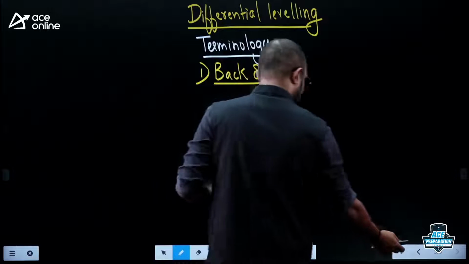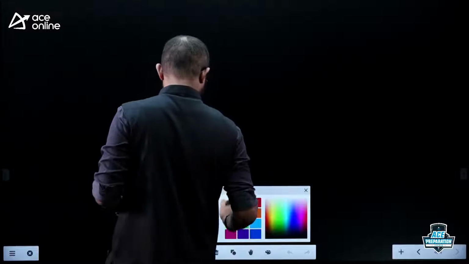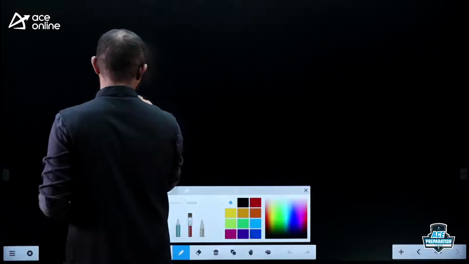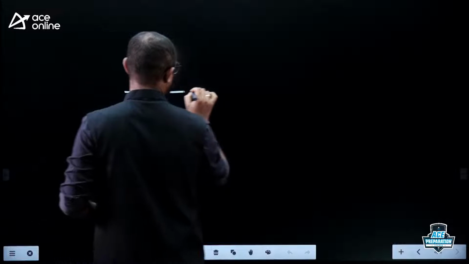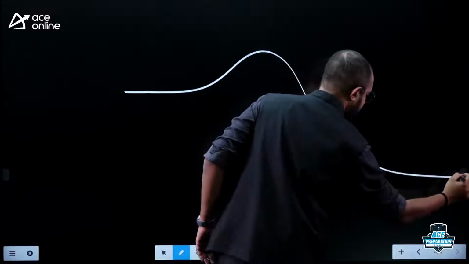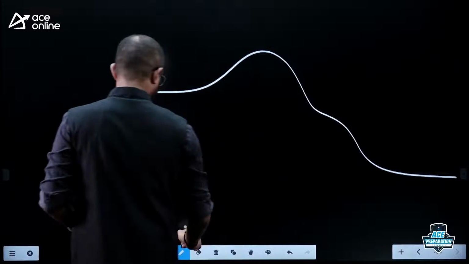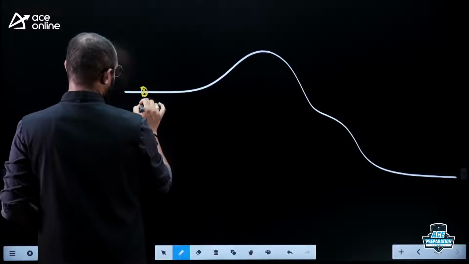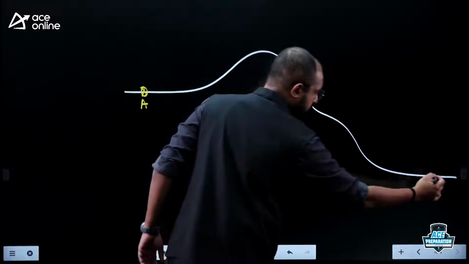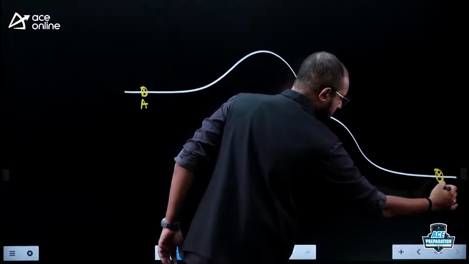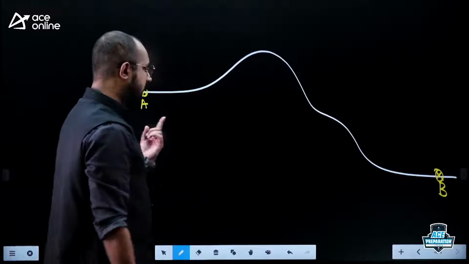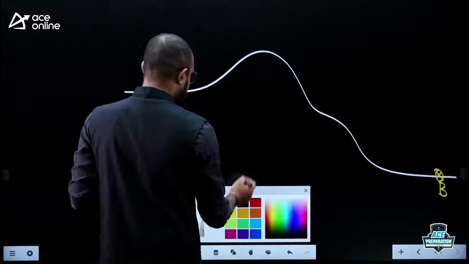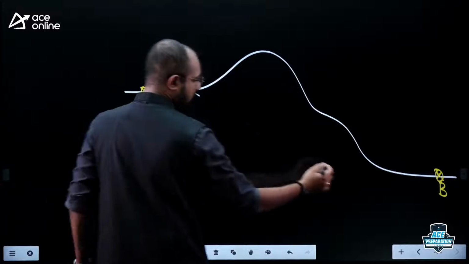I'll give you one small field condition here. Imagine that we have a ground that looks like this. I need to find out the difference in elevation between a point here, A, and a point here, B. This is what happens even in college. The teacher will say take A and B, find the difference in elevations between A and B. This is our ground.